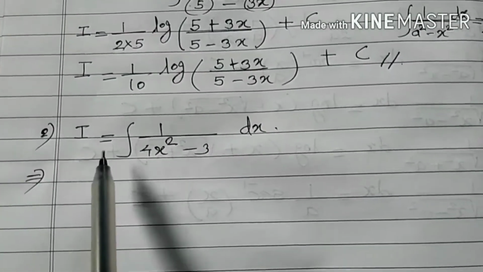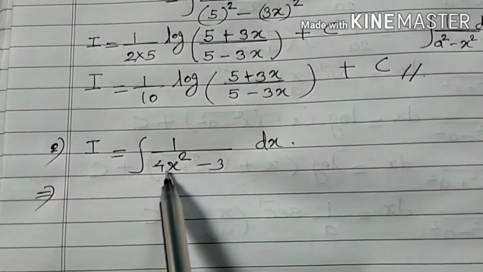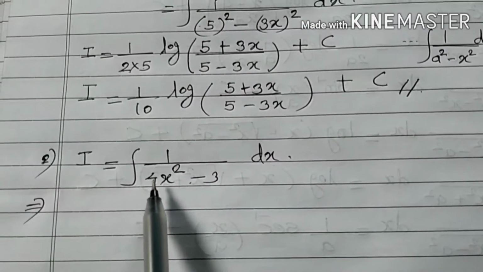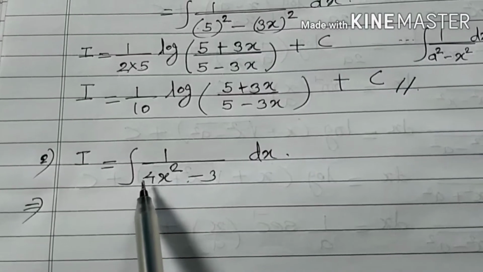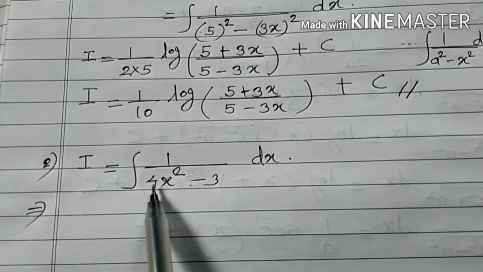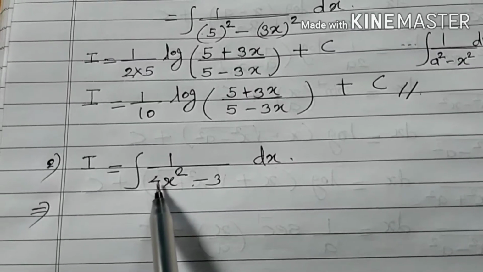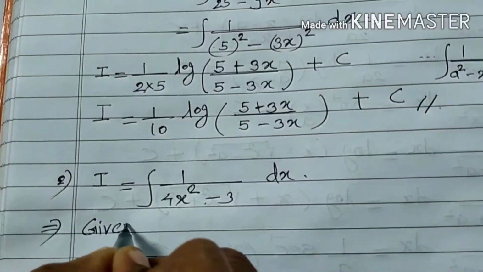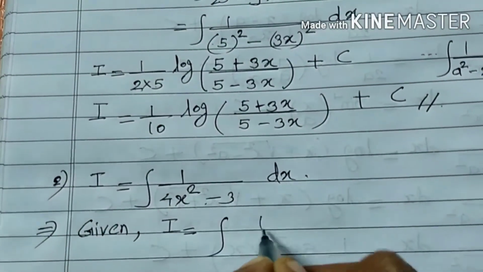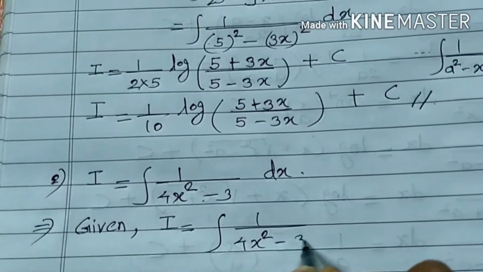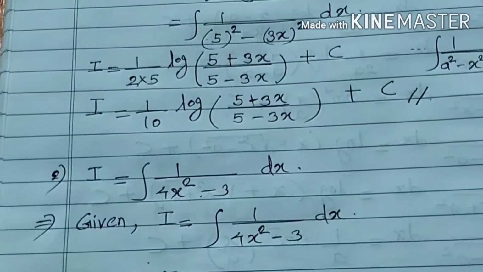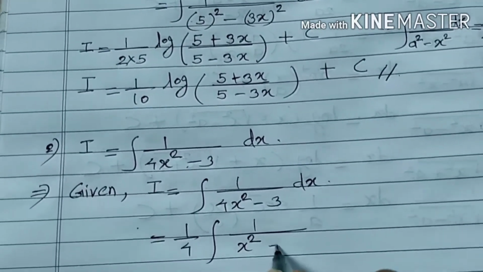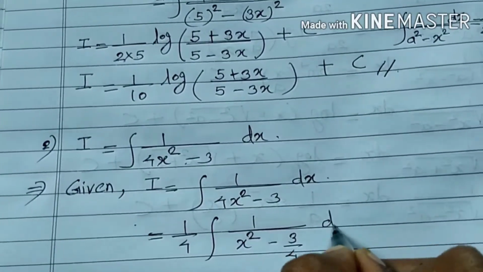Now the next example is I is equal to integration of 1 upon 4x square minus 3 dx. Now student, note that our formulas have only a variable and a constant. There is no formula with variable into constant. Therefore we have to take 4 as common. So first, before that, write the given: I is equal to integration of 1 upon 4x square minus 3 dx. Now take common 1 upon 4. When we take common, it is divided into all terms. That's why 3 upon 4 dx.